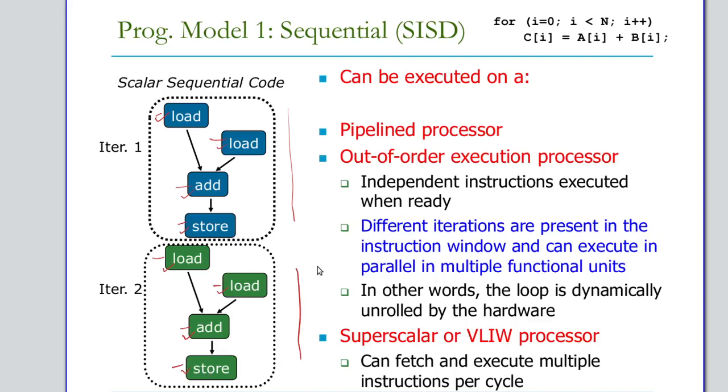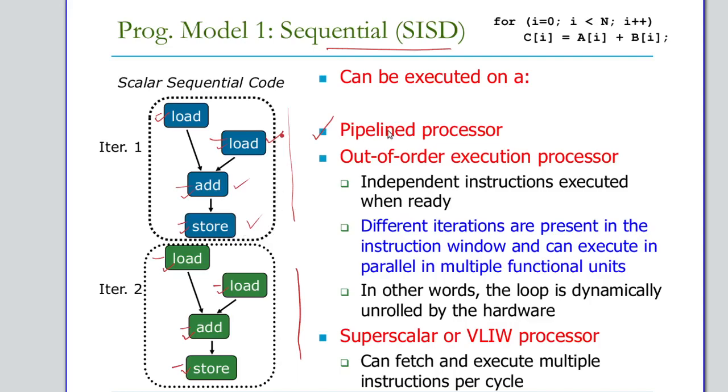Now what will happen? If we have this SISD programming model, can we utilize something more? Can we make it faster? We can do it on a pipeline processor. In a pipeline processor, at the same time there would be an add operation going on, and a load operation can also be going on. There are different units in the processor, and we can achieve a little bit higher performance.